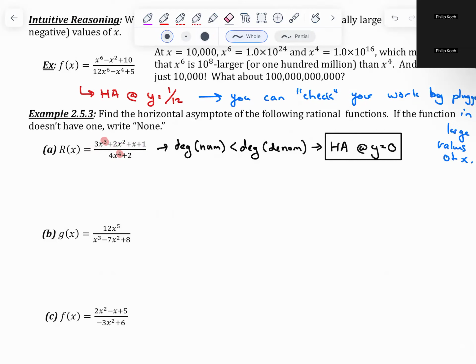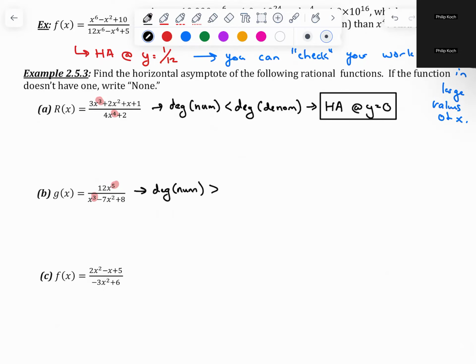Then with this one, 12x to the 5th over x cubed minus 7x squared plus 8. The degree of the numerator is larger. The degree of the numerator is greater than the degree of the denominator. So that means that there is no HA. By a very, very similar argument.